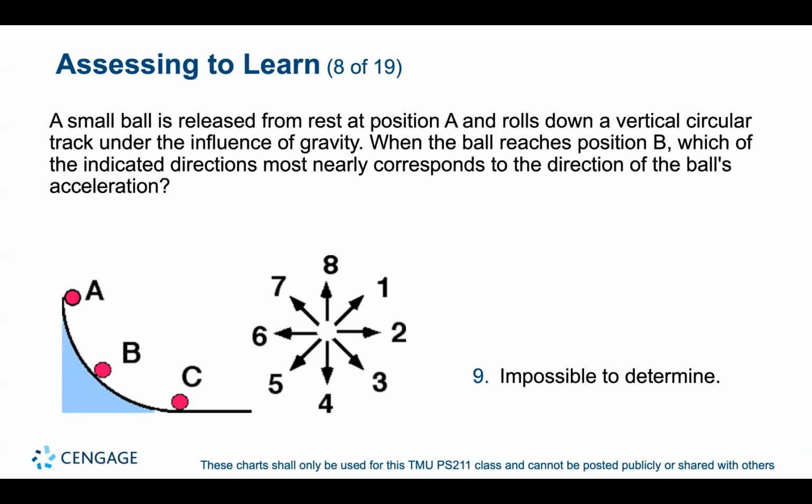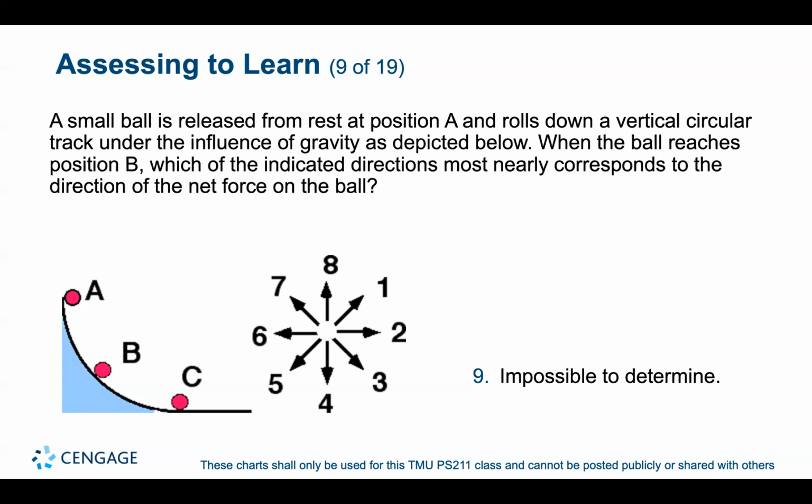So a small ball is released from rest at position A and rolls down the vertical circular track under the influence of gravity. When the ball reaches position B, which of the indicated directions most nearly corresponds to the direction of the ball's acceleration? And the answer is number 2. And so what about which of the indicated directions most nearly corresponds to the direction of the net force on the ball? And the answer is number 2.